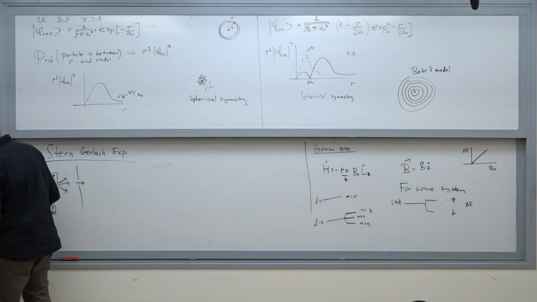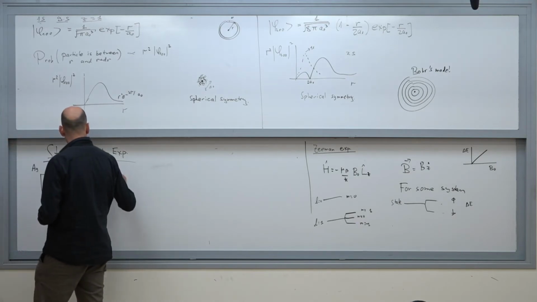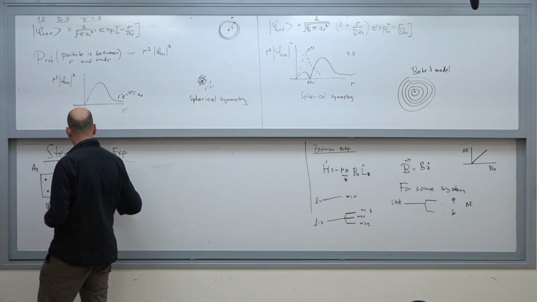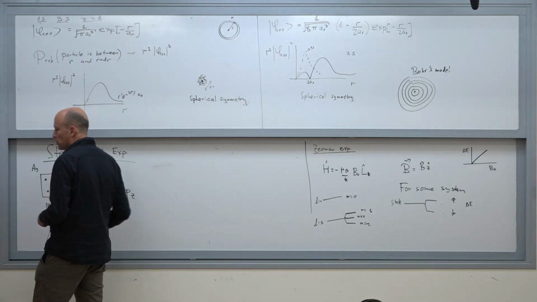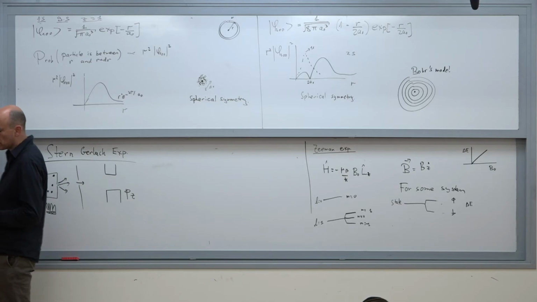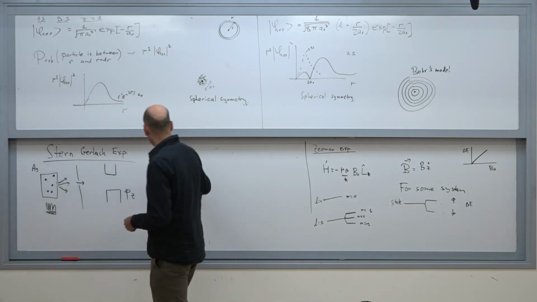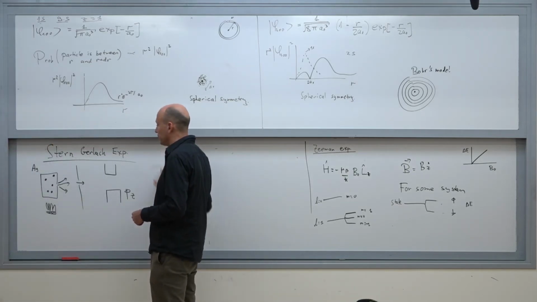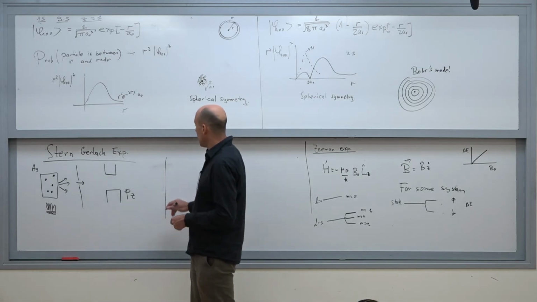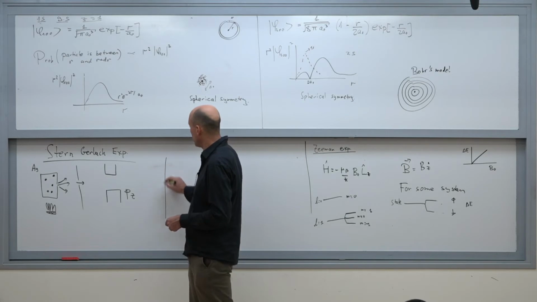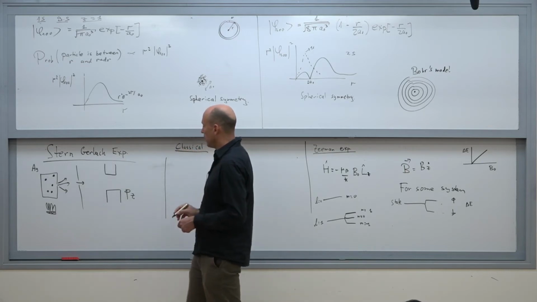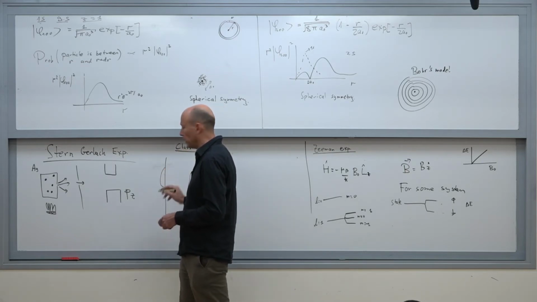What is the experiment? The experiment is the following. I'll let it go. Here there's no magnetic field, and here I apply a magnetic field in the z direction. It's not a regular magnetic field like in the Zeeman effect. And here I put another detector, and I just want to record the position of these atoms coming here. And our classical prediction is that you have here a blob.